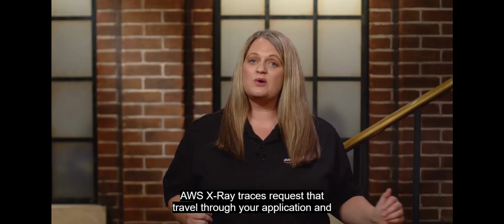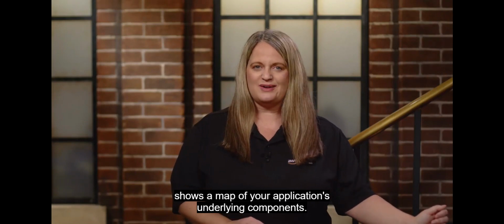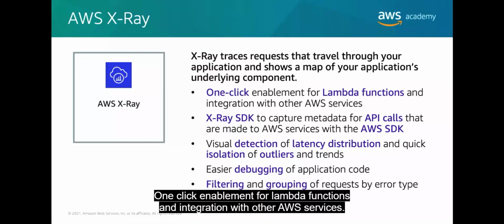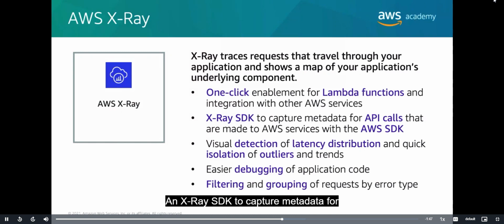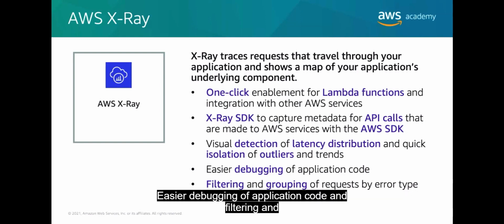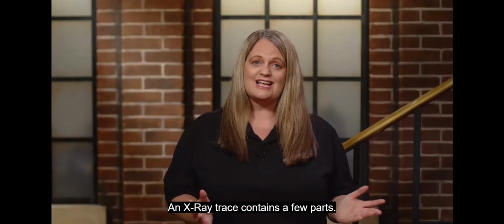AWS X-Ray traces requests that travel through your application and shows a map of your application's underlying components. X-Ray has the following features: one-click enablement for Lambda functions and integration with other AWS services, an X-Ray SDK to capture metadata for API calls that are made to AWS services with the AWS SDK, visual detection of latency distribution and quick isolation of outliers and trends, easier debugging of application code, and filtering and grouping of requests by error type.